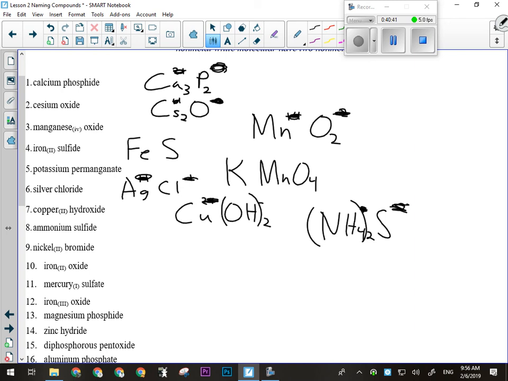All right, then for number 9 here, we've got nickel(II) bromide. So again, an ionic compound with a multivalent metal. So this is nickel. The Roman numeral tells me use 2+ when you drop and swap. It's with bromine, which is a -1. So this is just going to be NiBr2.